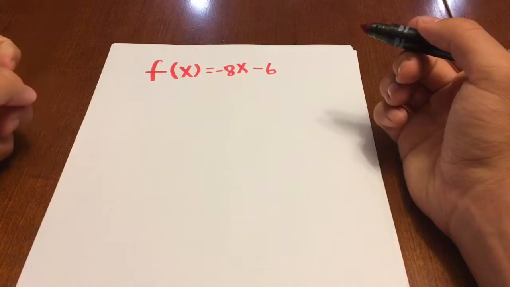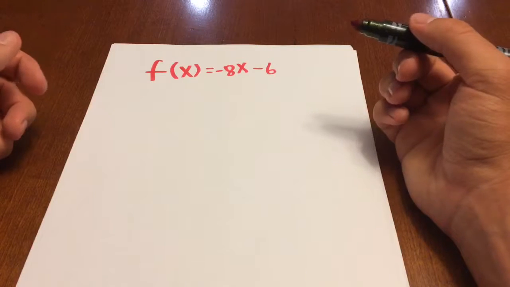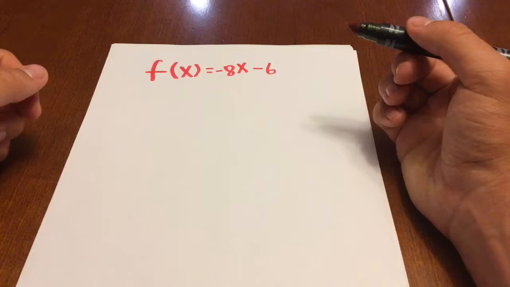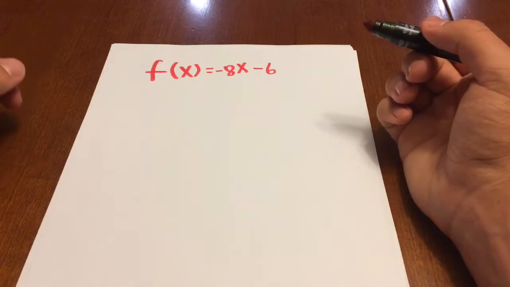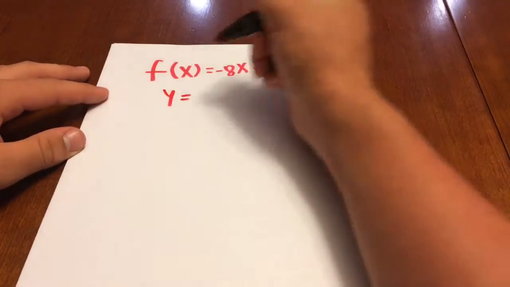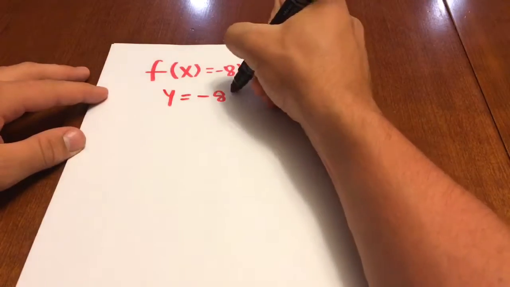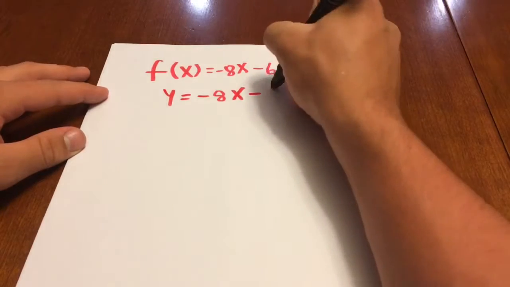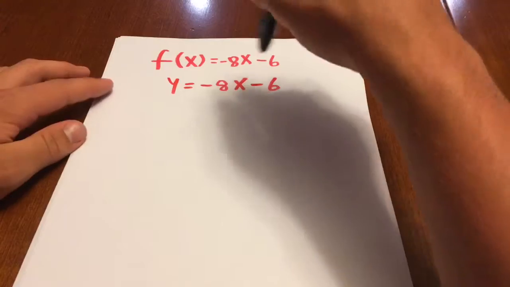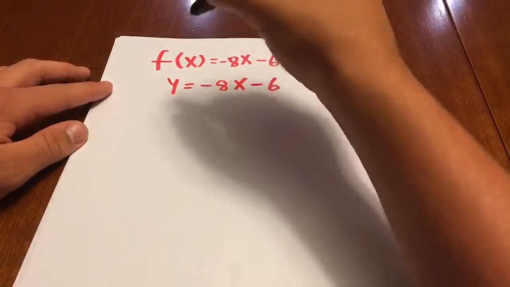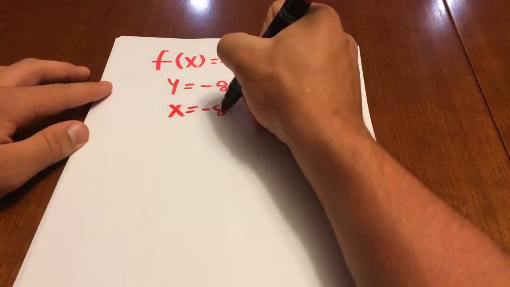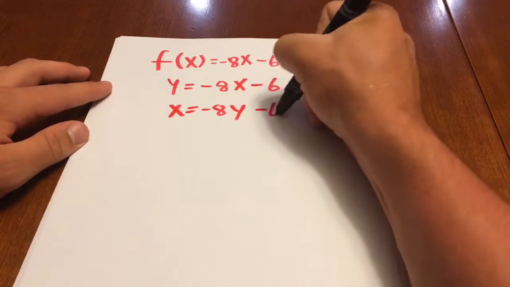Okay, now let's do a simple problem. f of x equals negative 8x minus 6. So first, what you want to do to solve these problems is set it equal to y. So y equals negative 8x minus 6. Okay, so you want to switch the positions of the variables next. So instead of y equals, you want to set x equals negative 8y minus 6.